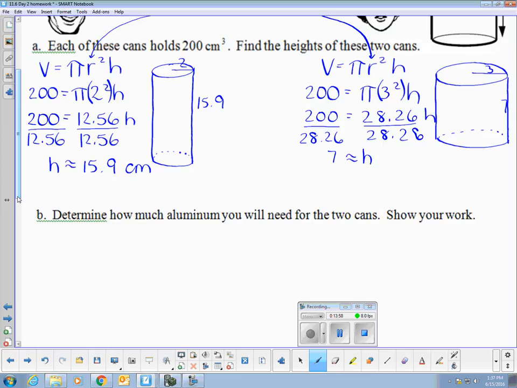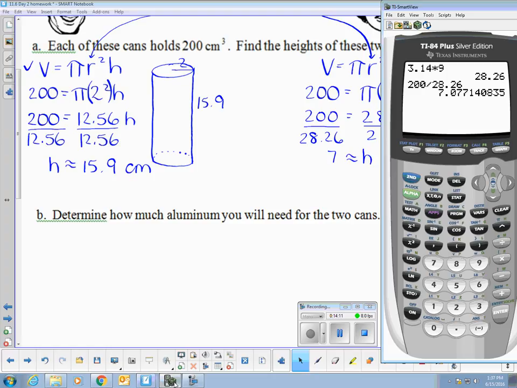I'm just going to check. I want to make sure that I've done this correctly. I want to check my work and see if I've done this correctly. I'm going to go back to my original equation. Volume is pi r squared times the height. So I just want to check and make sure I calculated everything correctly. So in my first can, 3.14, the radius is 2, square it, and multiply that by 15.9. And yes, that's very close to 200.